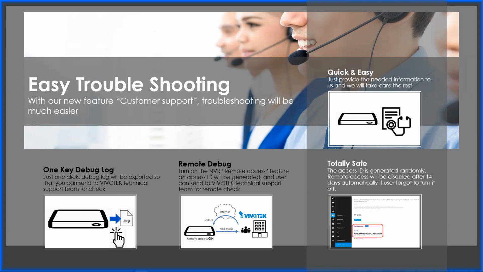Okay, you can also provide remote access to tech support by turning on the remote access feature, and by doing this, an access ID is going to be generated, and you just need to provide that to tech support. And then they can remotely access your NVR to analyze the cause for the errors and then debug it. Don't worry, if you forget to disable that remote access, the feature is going to automatically disable itself after 14 days.